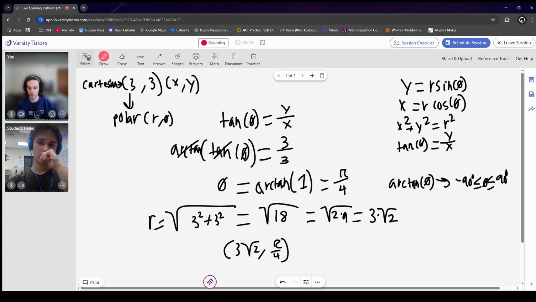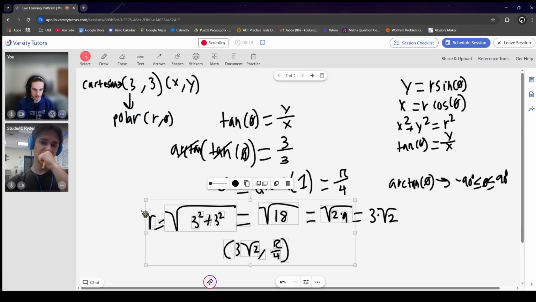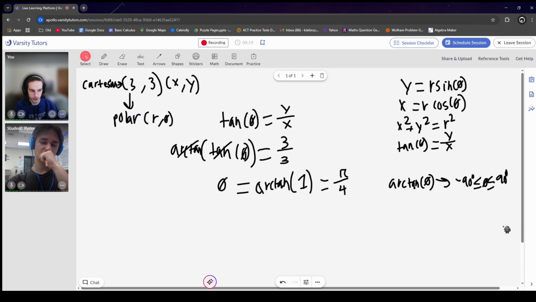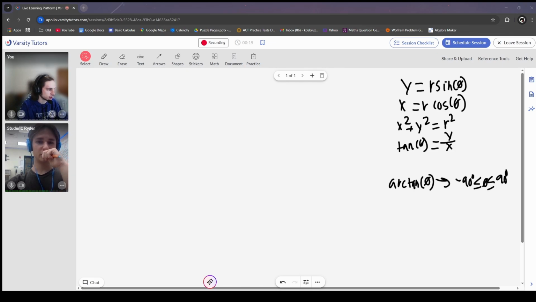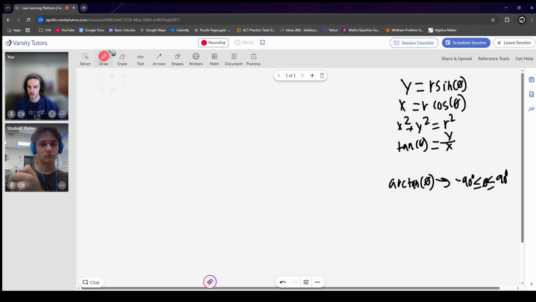All right, let's do one more of those, converting from rectangle to polar. I thought we went from Cartesian to polar. What'd I say? Rectangle. Yeah, Cartesian and rectangle, they're the same. Okay, let's do 2 and 4. X equals 2, y equals 4.